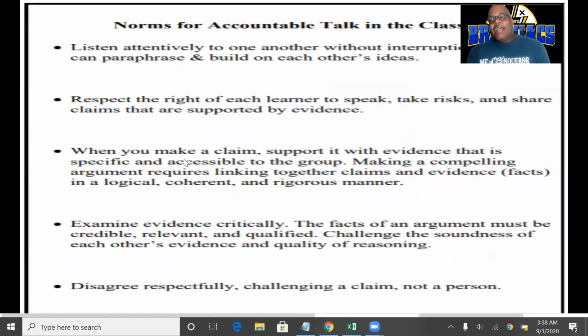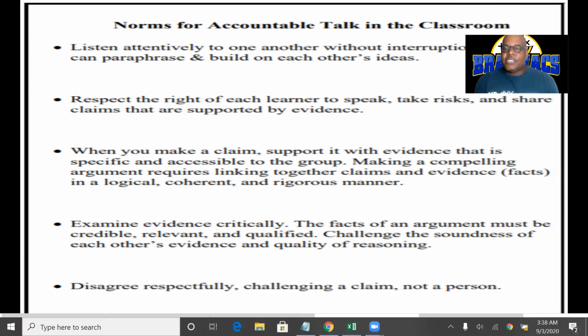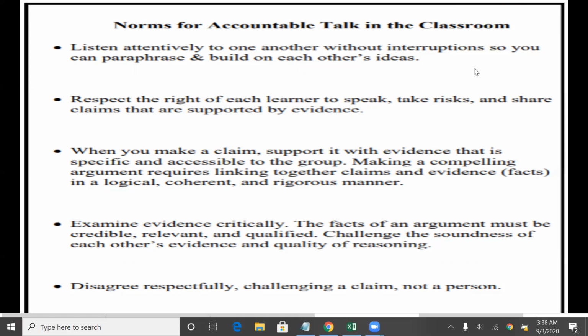Now, this class is going to use conversation. We're going to have table talks, and turn and talks, and we're going to be able to communicate in breakout rooms throughout the course of the class. And so what we need to prepare for is how to have successful conversations. So these are the norms for accountable talk in the classroom. Norms are our standards. Norms are our accepted procedures.